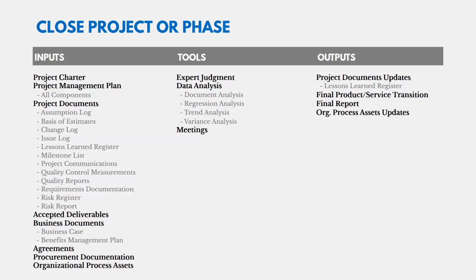Then we've got tools: expert judgment, analysis of data, and just meetings with our sponsors or stakeholders to make sure that everything's been closed. And the outputs are going to be project document updates. It's really an update to the lessons learned register that we created when we were managing project knowledge. And then the final product service transition, us handing off the results of the project, a final report, and then updates to organizational process assets if those are required or necessary.